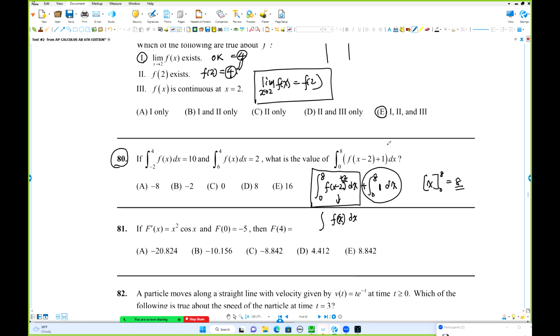Plus 2 means what? When you have f of x minus 2 and plus 2, plus 2 means move to the left by 2. So move this boundary also by 2. Minus 2 moved to the left by 2 is 6. Is it okay? This is actually negative 2 to 6 over here, right?